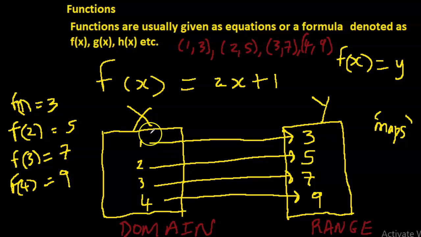If you notice, the mapping is one to one. Each element in X is mapped to one and only one element in Y. So it's a relation, yes, but it's a special type of relation. We call it a function. Good?